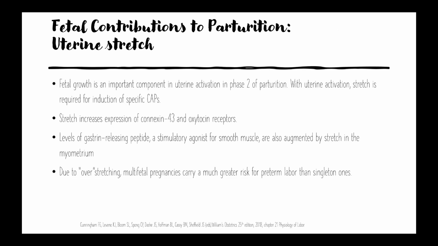Now, for the uterine stretch, fetal growth is an important component in uterine activation in phase 2 of parturition. With uterine activation, uterine stretch is required for induction of specific CAPs, or contraction-associated proteins. Uterine stretch increases expression of connexin 43 and oxytocin receptors. Levels of gastrin-releasing peptide, a stimulatory agonist for smooth muscle, are also augmented by stretch in the myometrium.